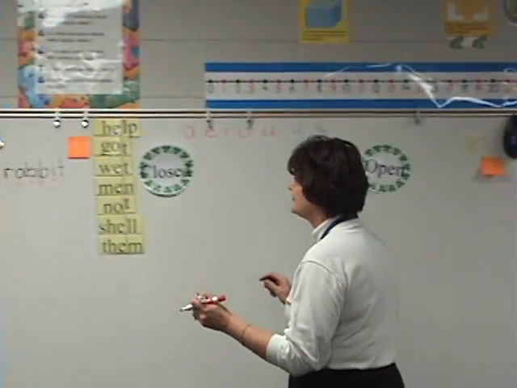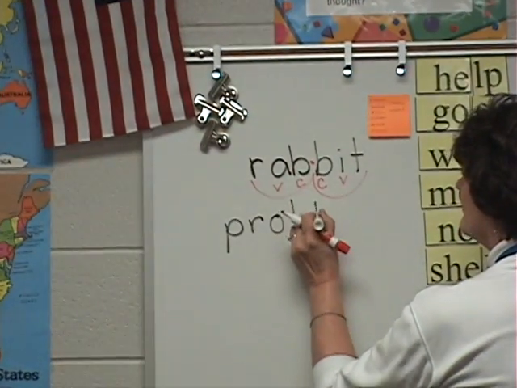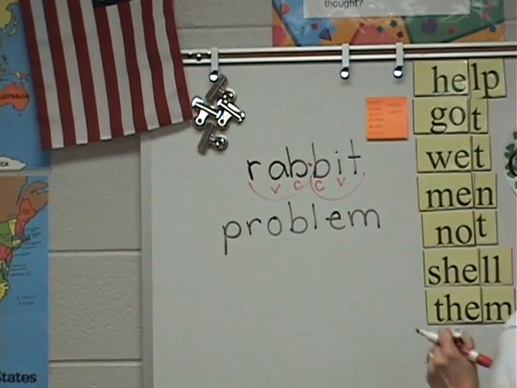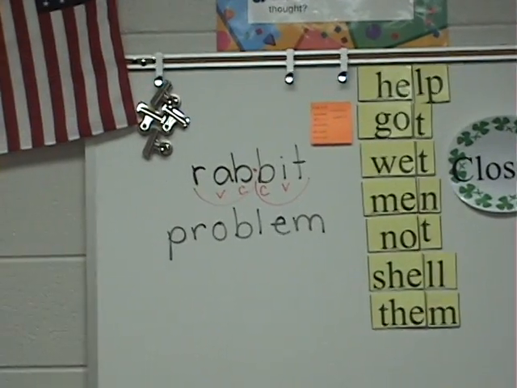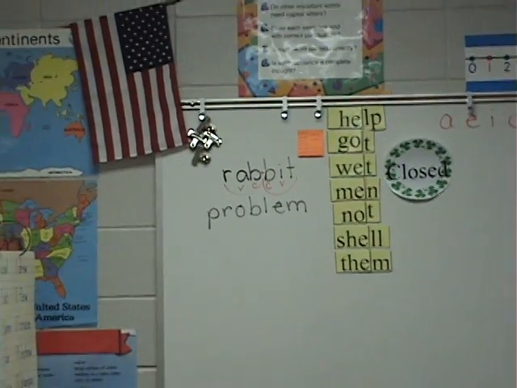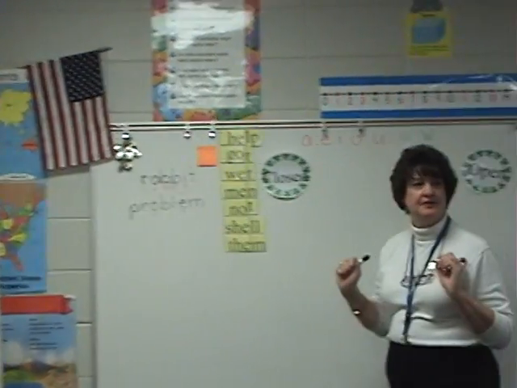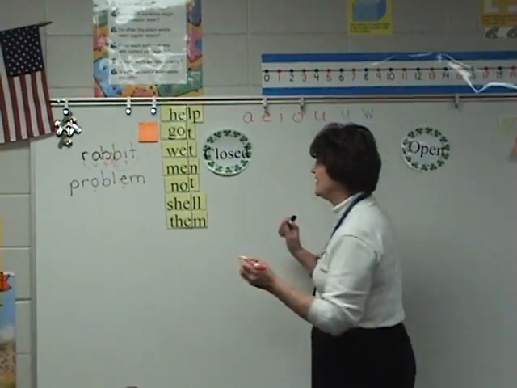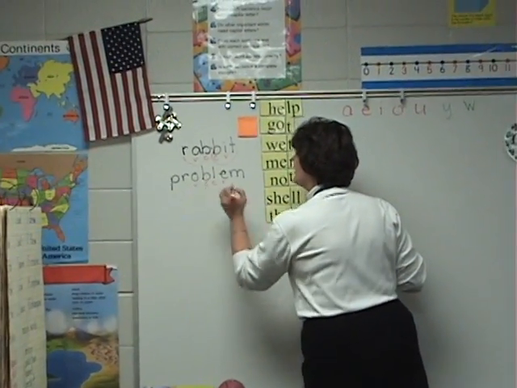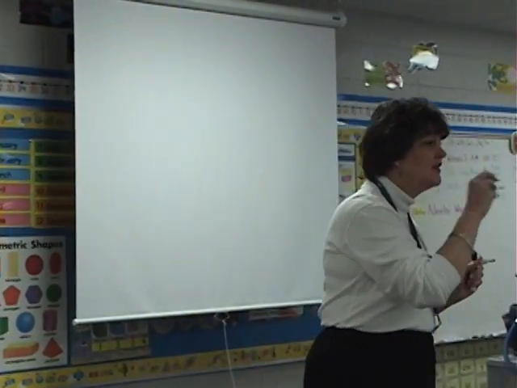Let's try another word to see if it still works. What do we look for first, Sarah? Vowels. Where are my vowels? O and E. What's between the O and the E? B and the L. And what are B and L? Consonants. Okay, so we've got your consonant here and your consonant here. What's the generalization?